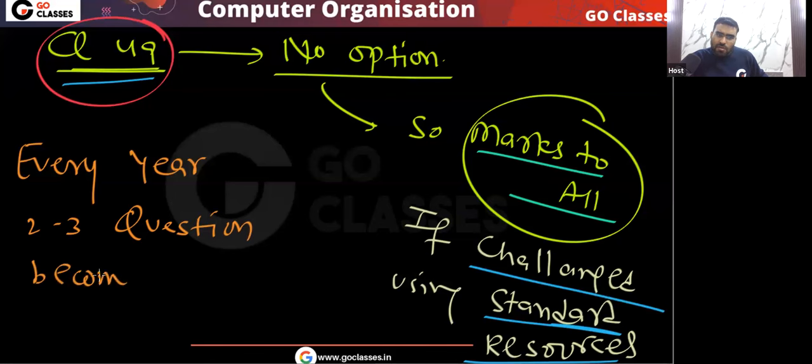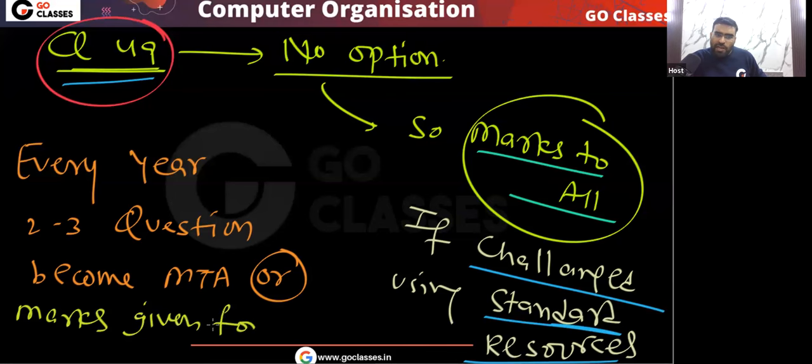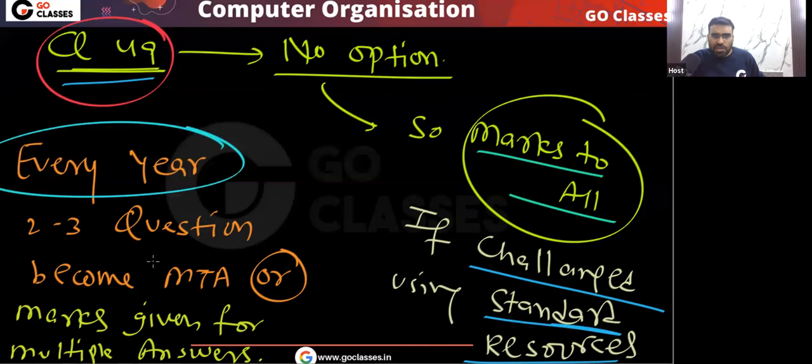Is this clear? They become marks to all, or marks are given for multiple options, or for multiple answers. So remember, every year this happens. Every year 2-3 questions become marks to all, or marks are given for multiple answers. So do not worry about this type of question. Just follow the correct concept. That is my suggestion to you.